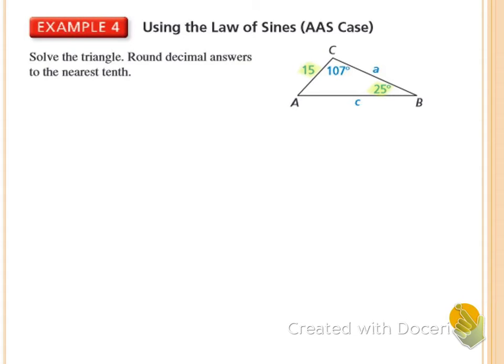These are the ones that people like the most because we can very easily find angle A, right? Because you know two angles in a triangle. So let's go ahead and find the third. Add them up. Subtract from 180. What do we get? 48.